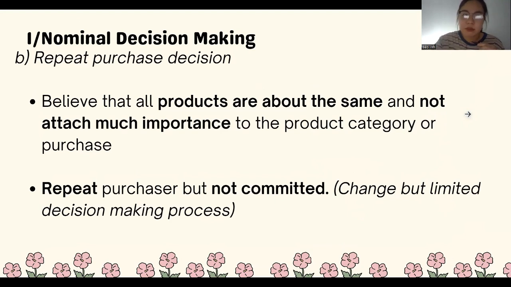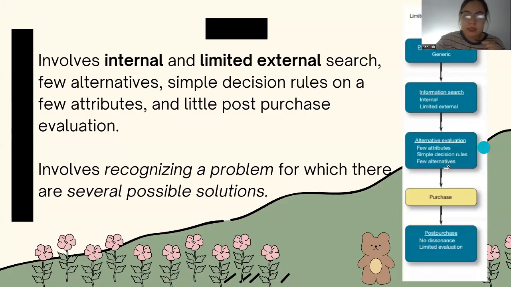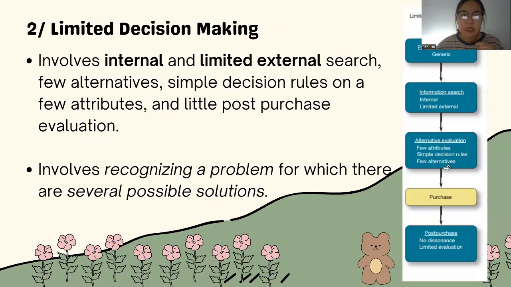The next one is limited decision making. This involves internal and limited external research, with few alternatives, simple decision rules on a few attributes, and little post-purchase evaluation. It involves recognizing a problem for which there are several possible solutions. For example, you just want to buy the cheapest kind of soft drink, and Sasa can meet your need, but some others can meet your need too.